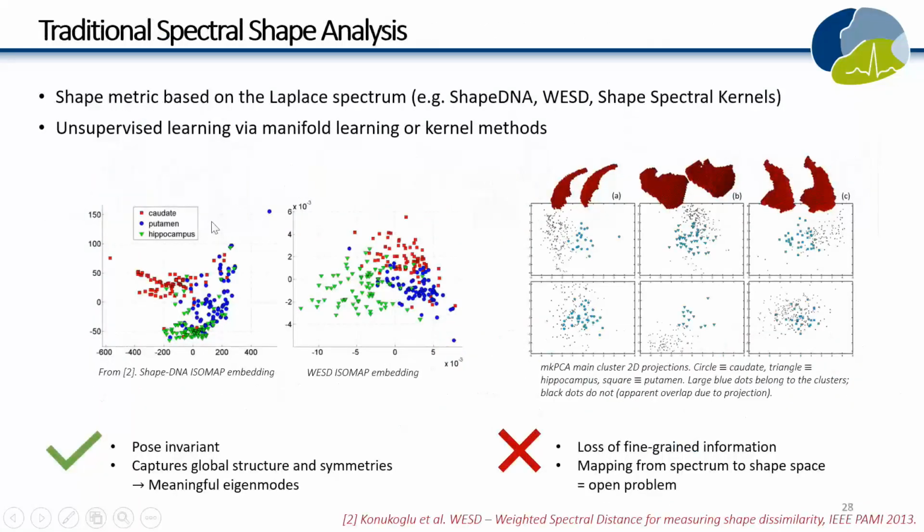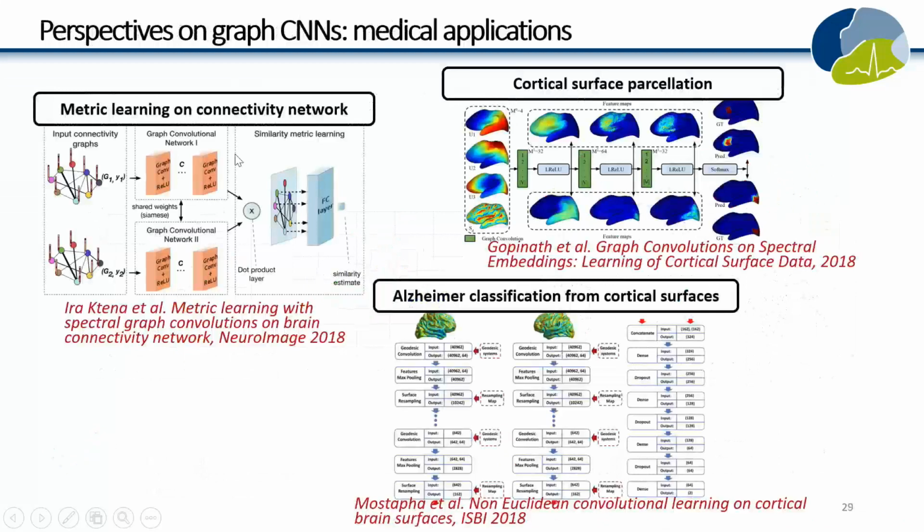And this brings us to a perspective work that has been done on GraphCNN, which tries to bridge the gap between this type of methods and the deep learning approaches. And I think it's quite tricky. I haven't seen much work on using this type of GraphCNNs for shape analysis, but it's been applied already for other applications, such as shape classification, for instance Alzheimer's disease, cortical surface parcellation, so you label every point on the surface, or learning similarities on connectivity networks. It's not only for shape analysis, it can also be for general graphs. So it's an emerging field which has quite a lot of potential.